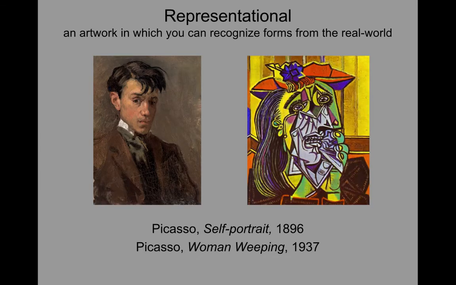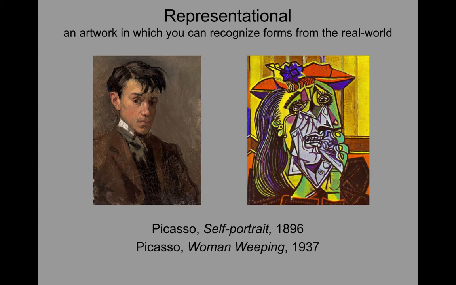Now, we're going to start with just learning how to diagnose the appearance of an artwork. And when you first approach an artwork, you're going to diagnose it as either being representational or non-representational. Now, representational works could include works like these. A representational work is any artwork in which you can recognize the forms from the real world.